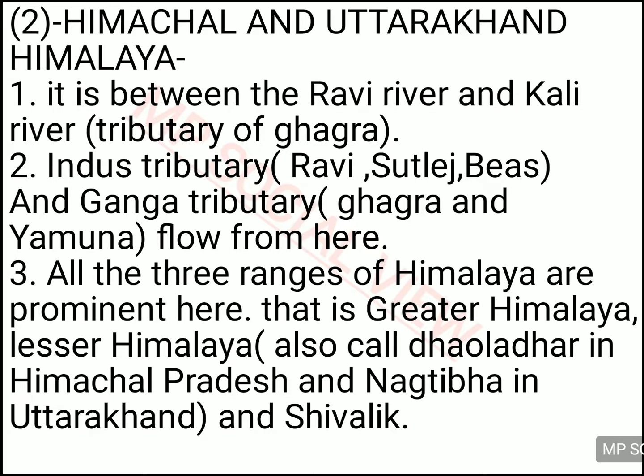So Himachal and the Uttarakhand Himalaya. The second one is Himachal and Uttarakhand Himalaya. It is between the Ravi River and the Kali River. Ravi River is a tributary of Indus River, and the Kali River is a tributary of Ghagra River, and Ghagra is a tributary of Ganga. So it is situated between the Ravi River and the Kali River, and many Indus and Ganga tributaries flow from here. Indus tributaries like Ravi, Satluj and Beas, and Ganga tributaries like Ghagra and Yamuna are flowing from these places.